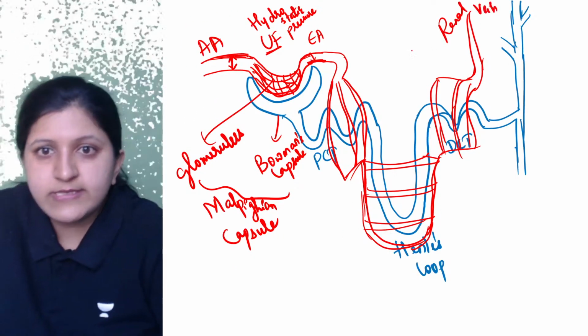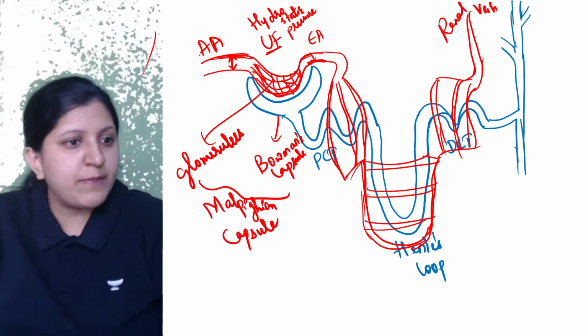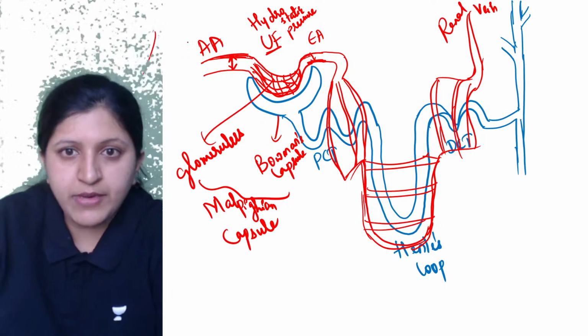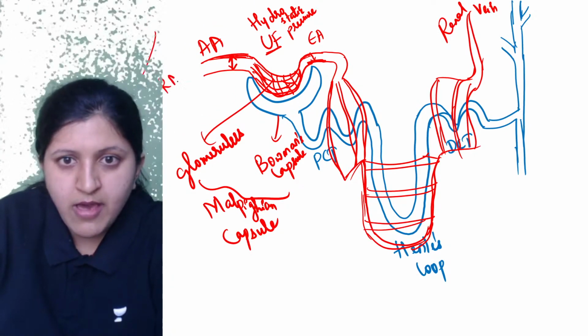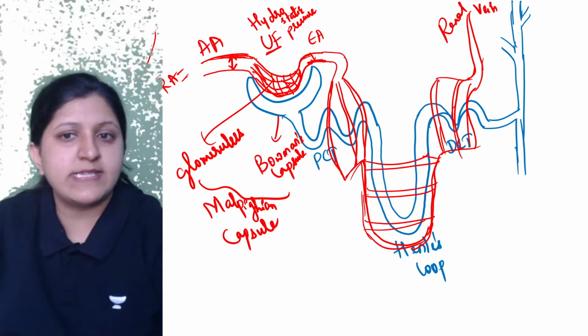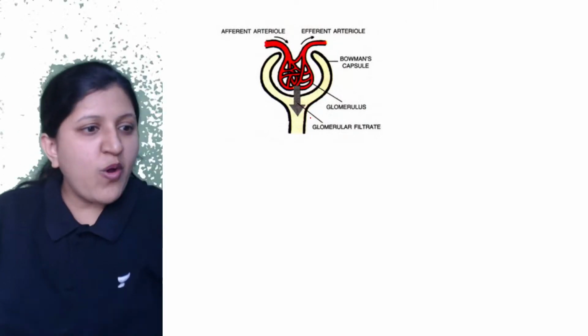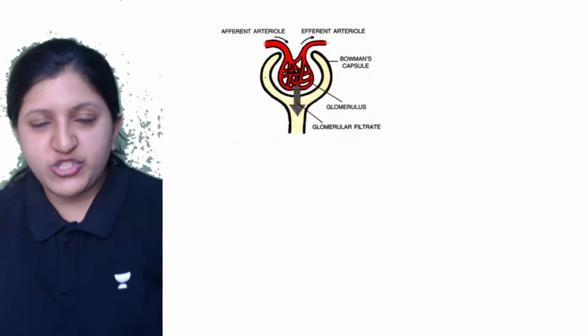Okay, so this is coming from the renal artery. Even if we have to show it, this is coming from the renal artery itself. So this will be the renal artery which is dividing and forming this structure. That is exactly the afferent arteriole. Okay, so this you already know. That is the structure that I have shown.